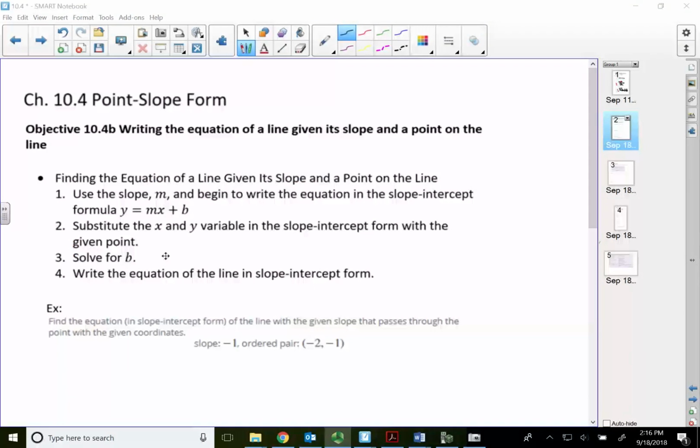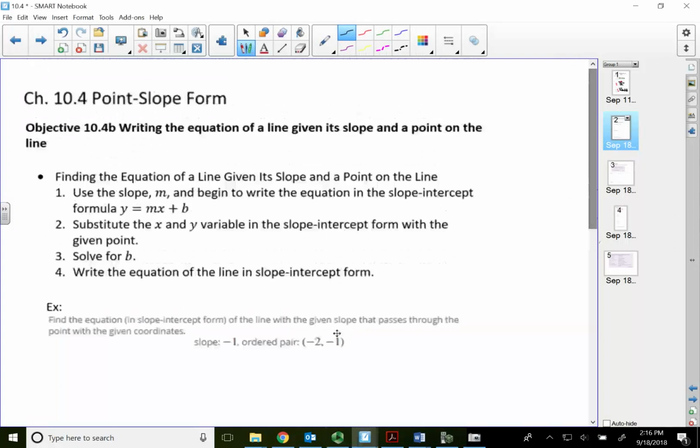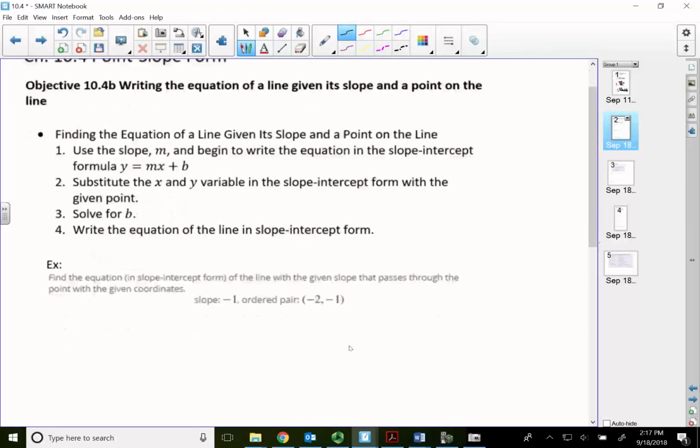This is very similar to what we've done already, except this time I'm not going to give you a slope or the y-intercept. I'm just going to give you a point on the line. So how do I find the equation of the line, given a slope and the point?